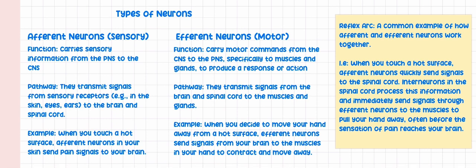Something else that's important to understand is a reflex arc. A reflex arc is a common example of how afferent and efferent neurons work together. When you touch a hot surface, afferent neurons quickly send signals to the spinal cord. Interneurons in the spinal cord process this information and immediately send signals through efferent neurons to the muscles to pull your hand away, often before the sensation of pain even reaches your brain. So the sensation doesn't necessarily have to reach your brain, and that's because of the reflex arc.